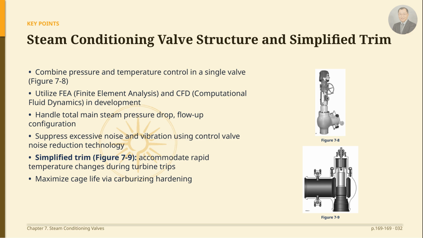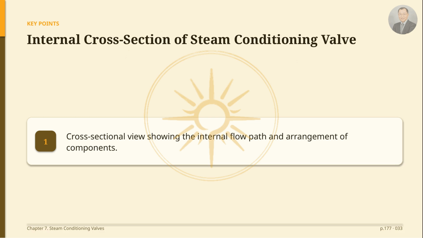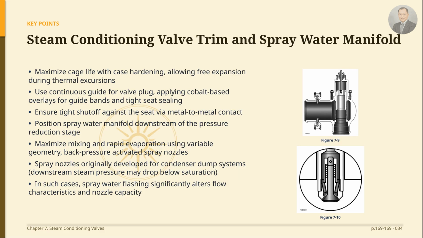The simplified trim configuration shown in Figure 7.9 accommodates rapid changes in temperature, such as those experienced during a turbine trip. This cage is case-hardened to maximize its service life. This is a cross-section view where you can verify the flow path inside the valve and the arrangement of the components. I would like to introduce the internal trim configuration and the spray water manifold of the steam conditioning valve.